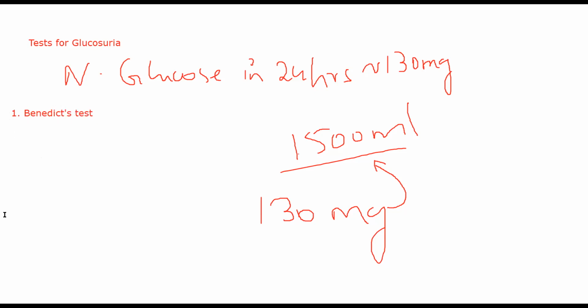बेनेडिक्ट टेस्ट में क्या करते हैं, you will take 5 ml of Benedict's reagent in one test tube. ठीक है, so you have a test tube and you're taking a little bit of Benedict's reagent in this. 5 ml of Benedict's reagent in this, and in this you add a little bit of urine. You specifically add 8 to 10 drops. ठीक है, generally 8 drops ही यूज करते हैं, roughly around half a ml. ठीक है, 0.5 ml.